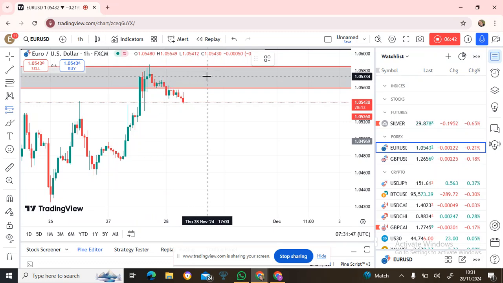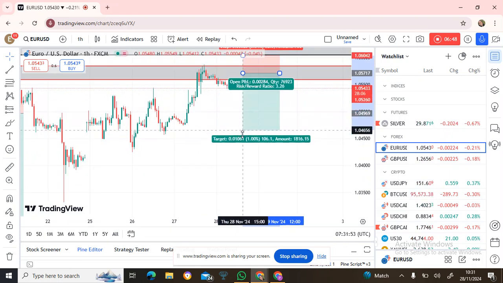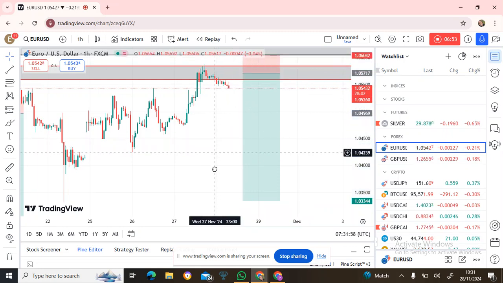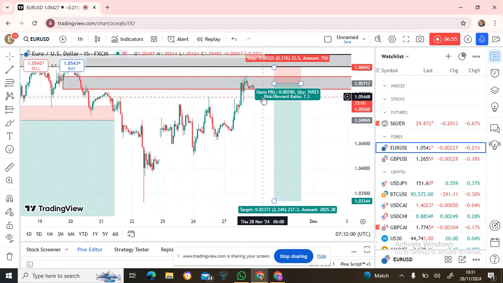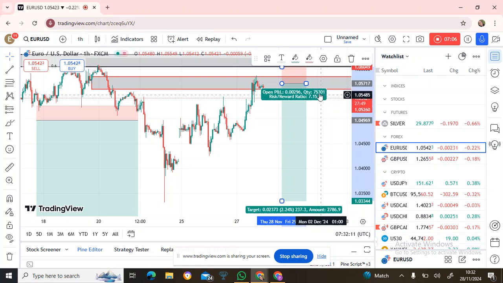At the moment, we are still in the London session. So if you want to get a sniper entry, wait for a pullback. Let's see how many pips we are going to bag. We'll be risking about 30 pips to make 200 pips. That is 1 to 7 risk to reward.